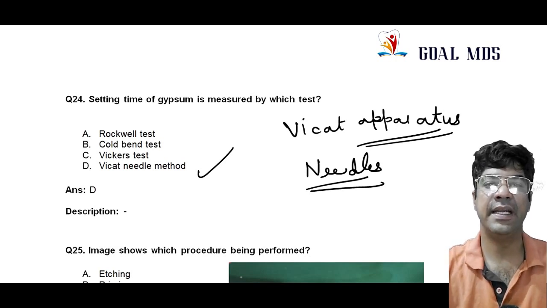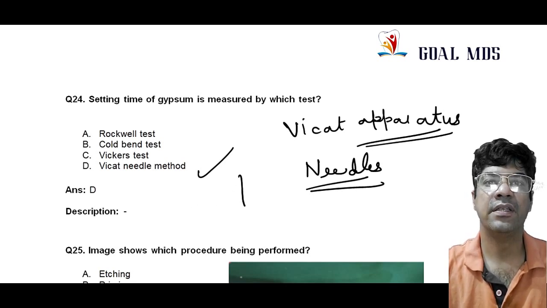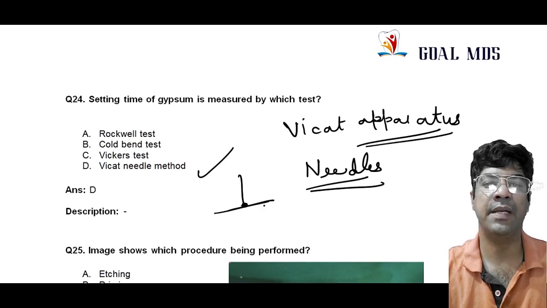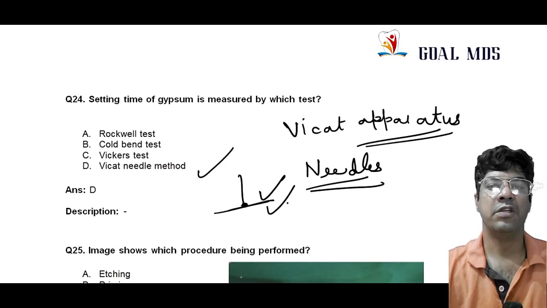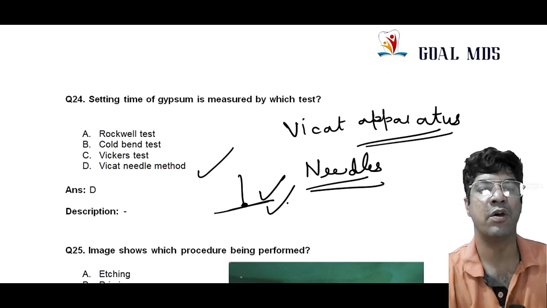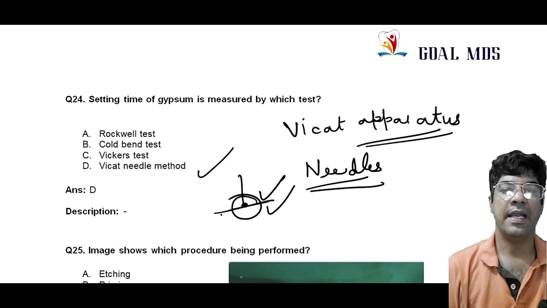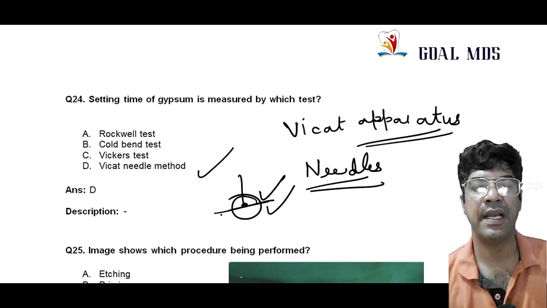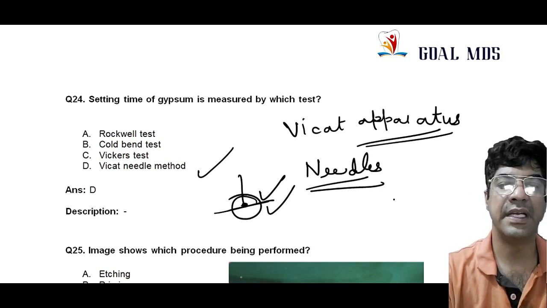The Vicat needle is allowed to penetrate the surface of the sample under its weight as the material tends to set. The needle penetration depth is measured at regular time intervals. The setting time is determined when the needle no longer makes a significant impression or mark on the material surface. That indicates that the material has reached a certain level of hardness and is no longer in a plastic or flowable state.